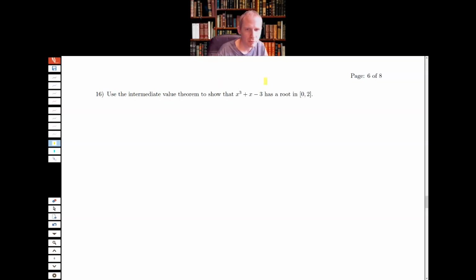Use the intermediate value theorem to show that this expression has a root in the interval 0 to 2. So I'm going to start by saying let f of x equal x cubed plus x minus 3. Note that f is a polynomial, so f is continuous. That's an important thing to note because in order to use the intermediate value theorem, I need to have a continuous function.